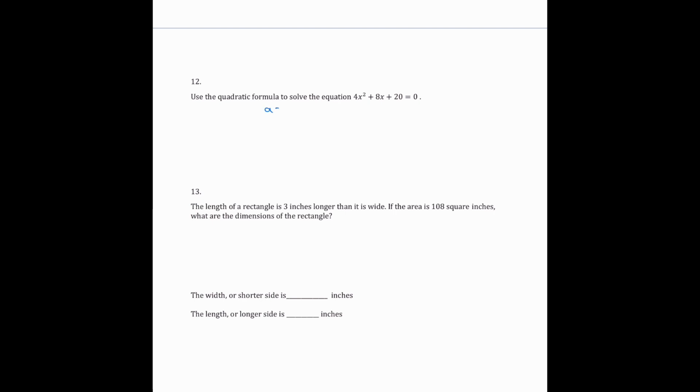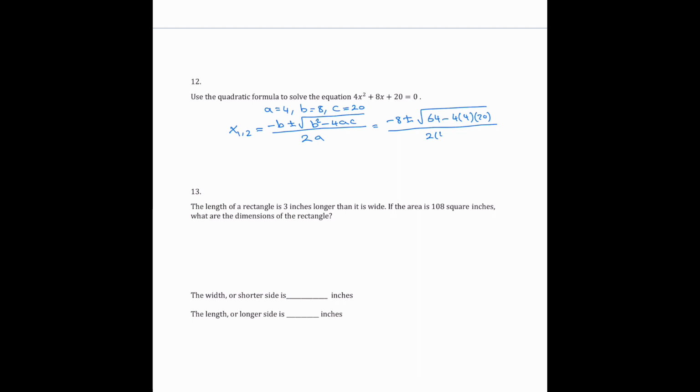Question number 12. Use the quadratic formula to solve the equation. Again, we're going to determine A, B, and C. And then on your exam, you're going to plug these into the quadratic formula like so: negative b plus or minus the square root of b squared minus 4ac, divided by 2a, which is equal to negative 8 plus or minus the square root of 8 squared, 64, minus 4 times a times c, divided by 2 times a, which is 4.